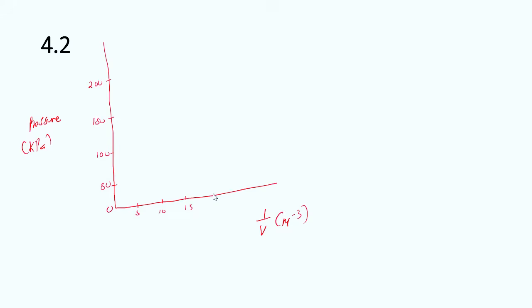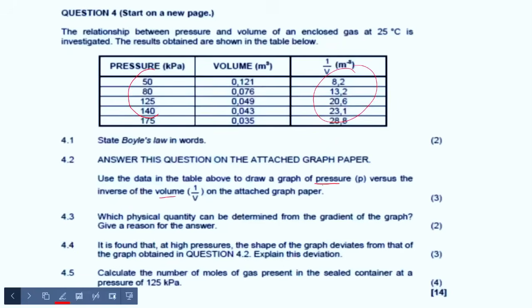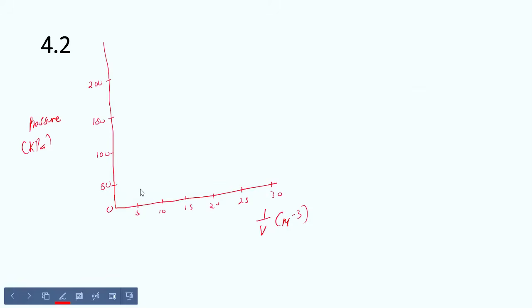15, 20, 25, and then here we have 30, right? So using our values there, let's just plot a few points. So 50 goes with 8.5. So 50 to 8.5. So 8.5 might be somewhere here.